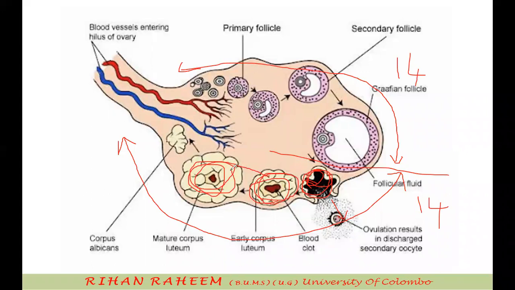When the ovum is traveling, if it gets fertilized, this corpus luteum will stay like that. If fertilization doesn't occur, if sperms don't come, what will happen? Now no use. Therefore the corpus luteum will degenerate and form a very, very small structure known as the corpus albicans. So after every menstrual cycle, what will happen? One corpus luteum will be there.